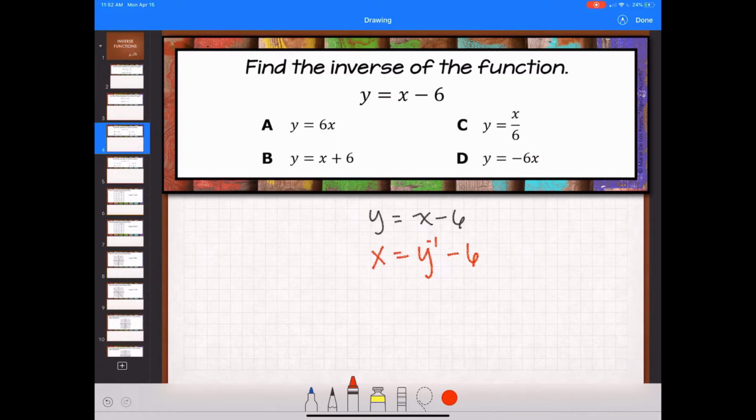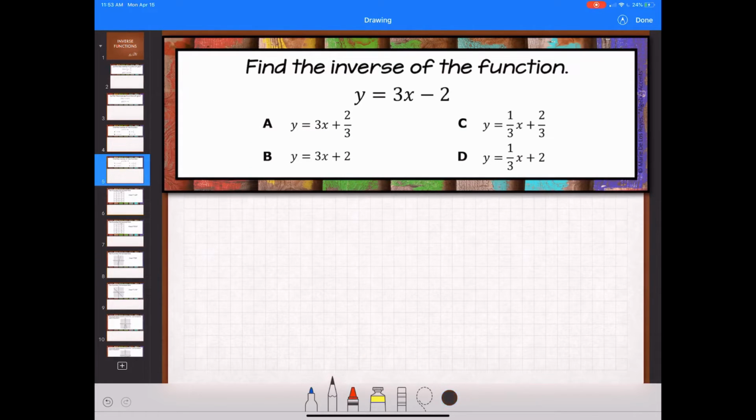So now we are going to solve for the inverse. In order to do that, I'm going to cancel the minus 6 by adding 6. And now I get the inverse of y is x plus 6. So again, to recap, I traded out my y and x values and replaced them with x and y values. Then I solved.